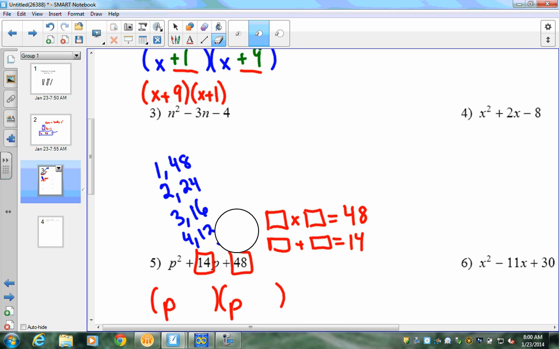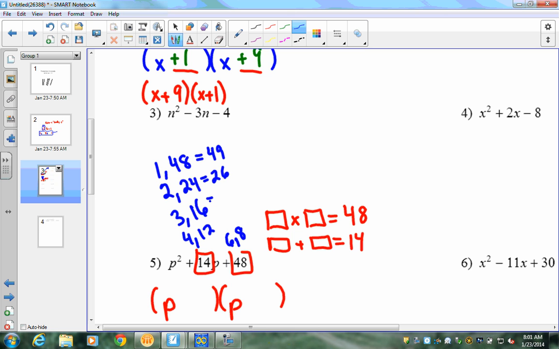And then let's see, I believe 6 and 8 do as well. So those are all the different ways we can multiply to get to 48. Now my question is, what adds to get to 14? Well, if I was to do the math, this gives me 49. If I add it together, this gives me 26. This gives me 19. This gives me 16. This right here gives me 14.